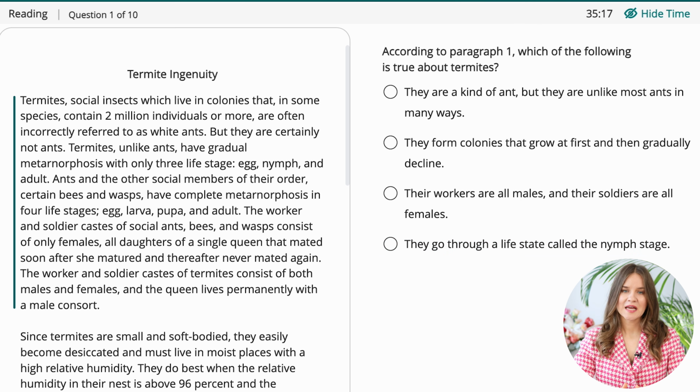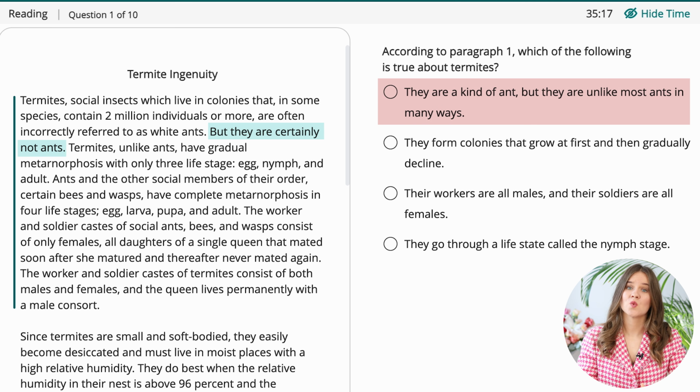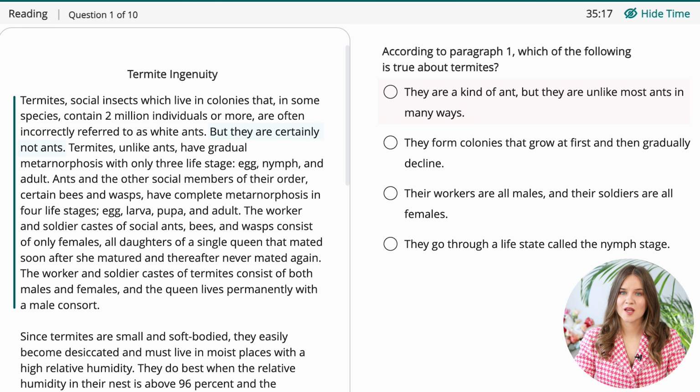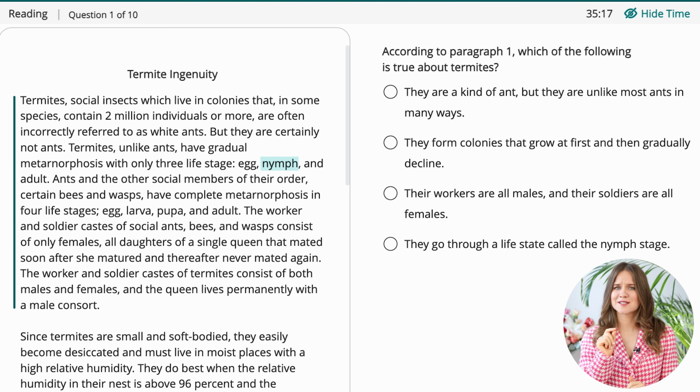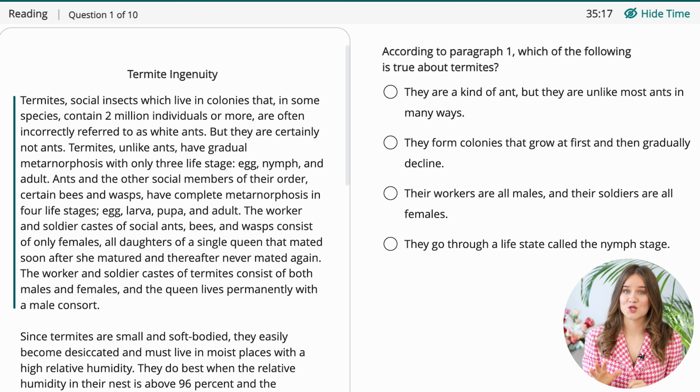In the passage, it clearly says that termites are not ants. So choice 1 is incorrect. It also says that termites go through 3 life stages, one of which is the nymph stage. That makes choice 4 the correct answer. So far, this was pretty easy, right? Now, if you're low on time during the real test, you can move on. But since we're practicing, let's go ahead and check the other choices too.